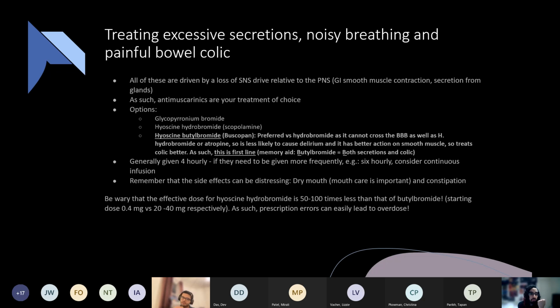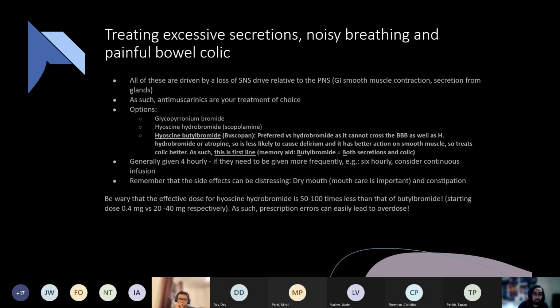What drives secretions in the digestive tract and also contractions of the GI wall? Perfect, the parasympathetic nervous system. So it logically goes that we're trying to deal with the parasympathetic nervous system having too much activity. What medications are going to be our friend here? Perfect, anticholinergics, specifically antimuscarinics.